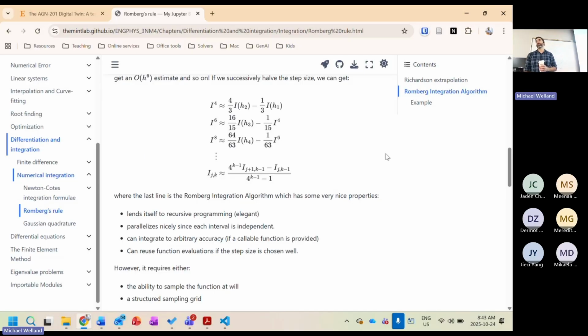SciPy has Romberg. Right, so I think on assignment 4, there is a question where you'll have to use Romberg. It's in SciPy. Go for it. Absolutely fine with that.